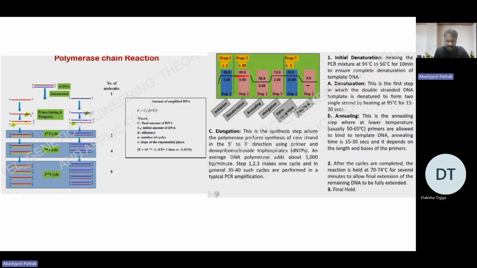So there is denaturation, annealing, and then extension. The denaturation is done at 95 degrees Celsius, where the two strands will separate. Then in the annealing step, the primer will bind to your single-stranded DNA, and then in the extension step, the Taq polymerase will bind and extend the DNA in the 5' to 3' direction. These are the four steps. And why is PCR required? PCR is required for amplifying your gene of interest.